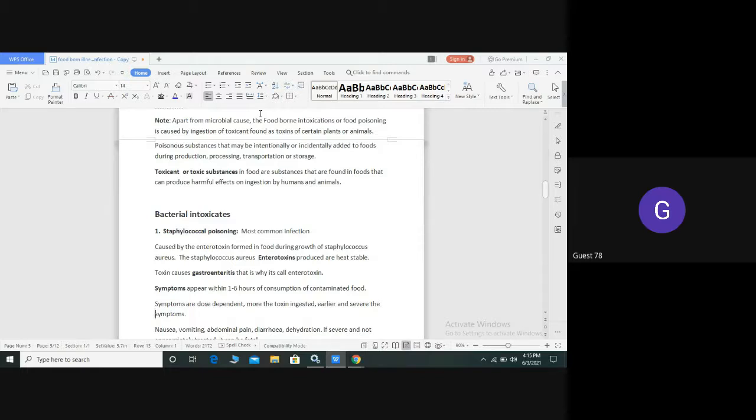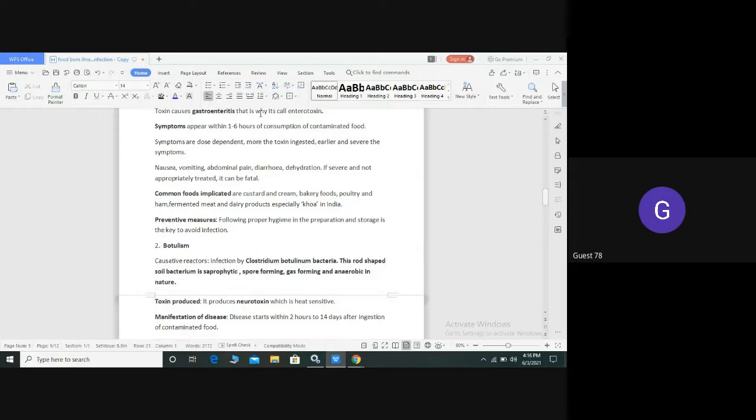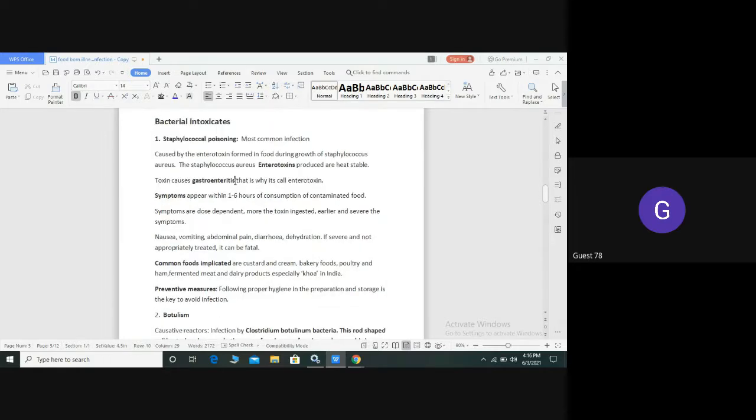Staphylococcus aureus is responsible for producing enterotoxin. Enterotoxin is a very dangerous toxin directly associated with gastroenteritis. It produces gastroenteritis. So the causative factor of staphylococcal poisoning is enterotoxin produced by Staphylococcus aureus. What is gastroenteritis? Gastroenteritis is a food poisoning or food intoxication involving inflammation: gastro means stomach, enteritis means intestine. Stomach and intestine are both affected by inflammation, and thereby they cannot perform their function properly, and then symptoms like diarrhea, nausea and vomiting start.